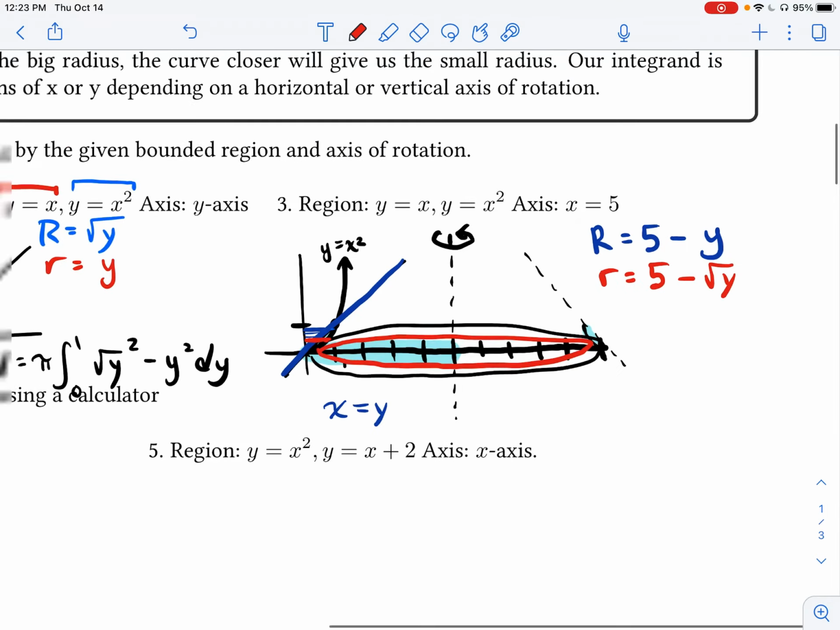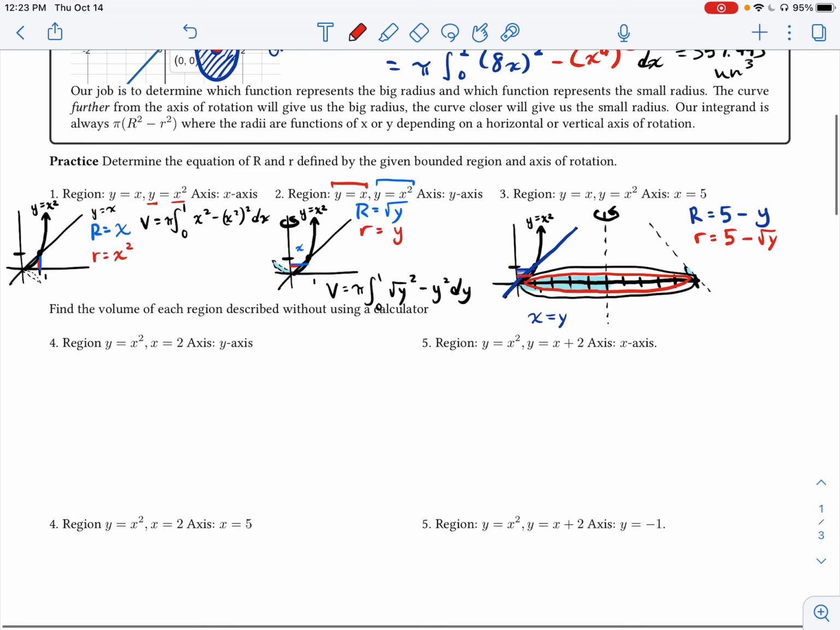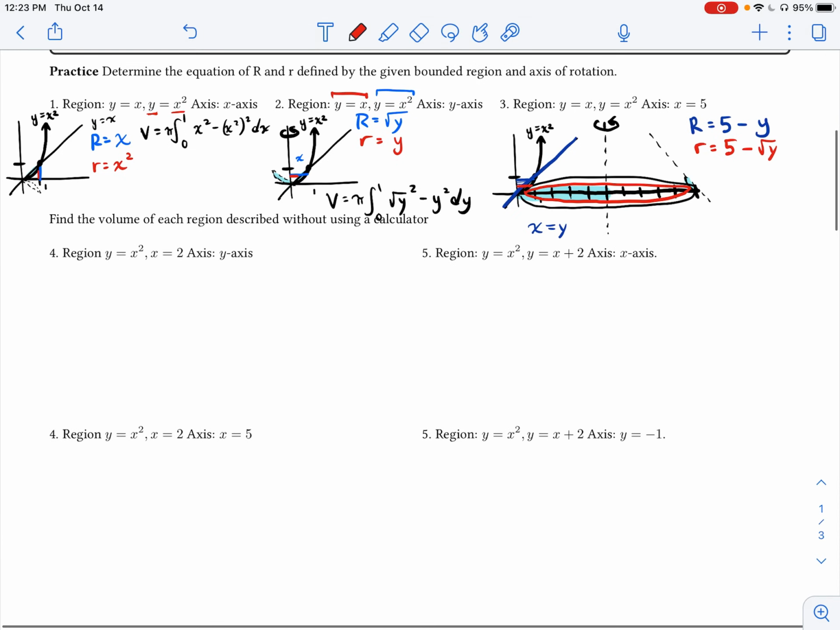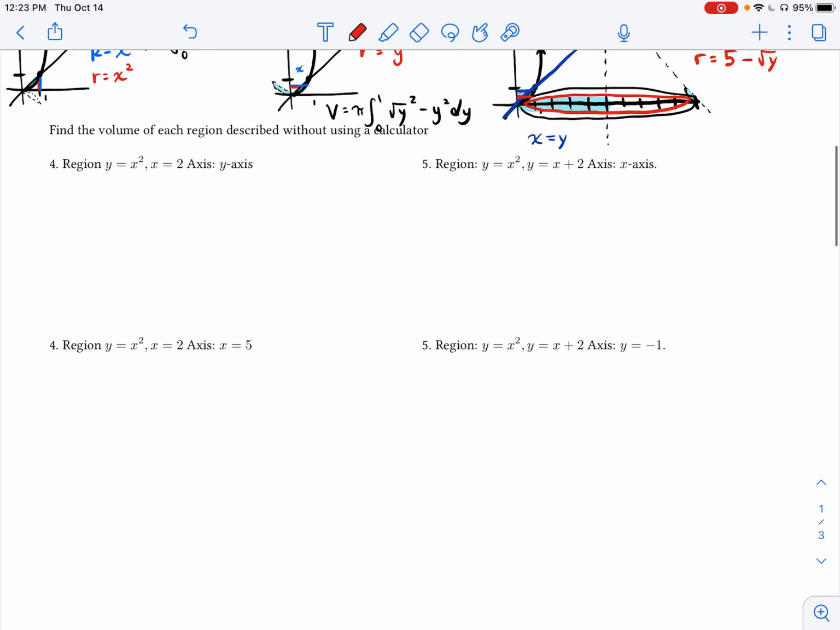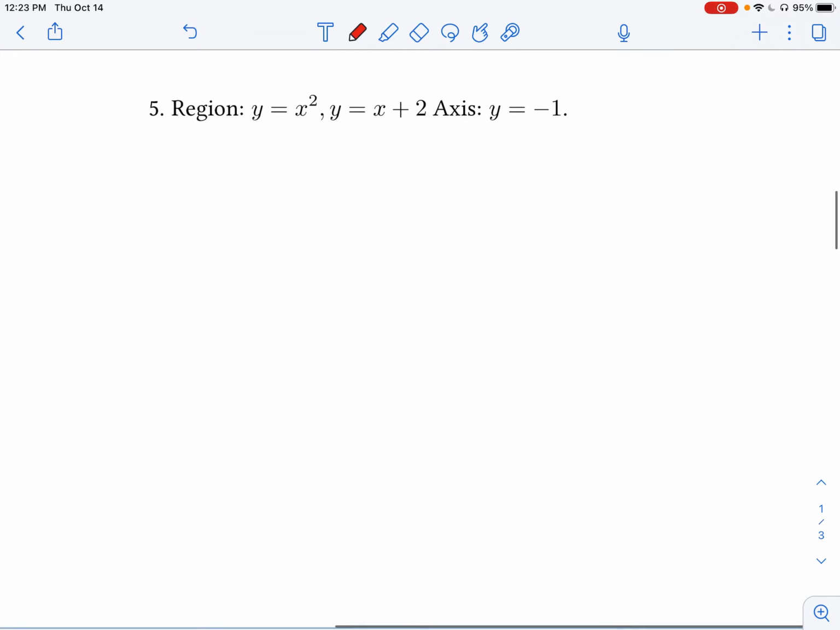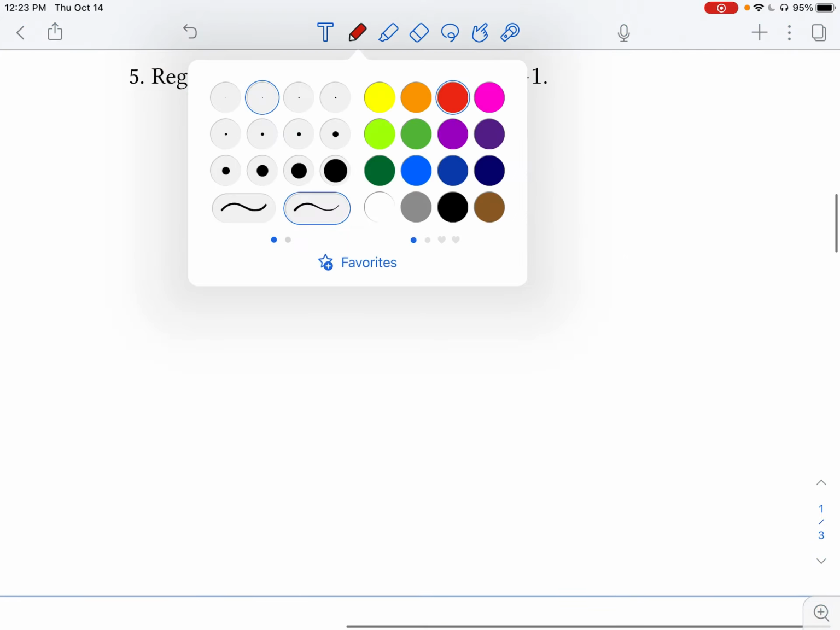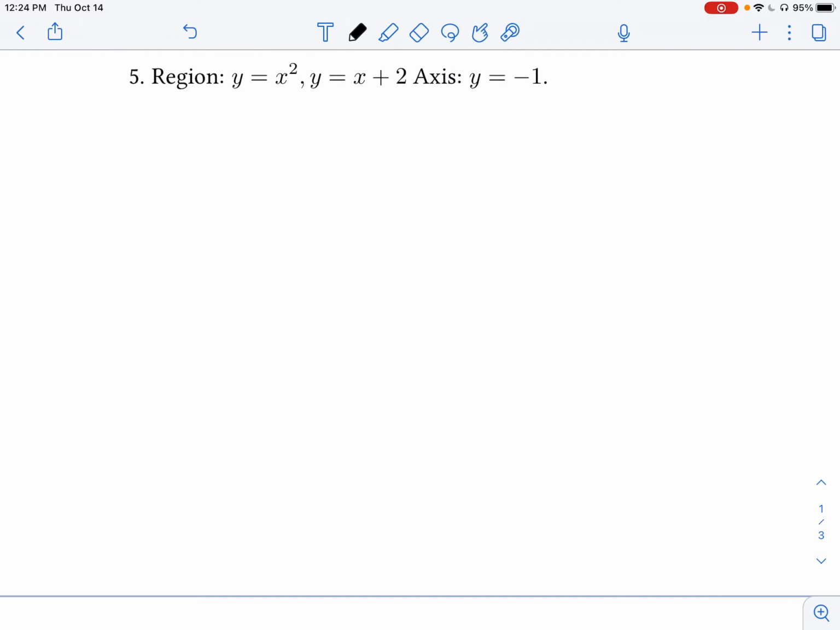All right, so that was most of the heavy lifting. I will do one more problem here just to make sure that we're comfortable setting all of this up. Let's do something a little bit more complicated, something like y is equal to x squared, and y equals x plus 2.